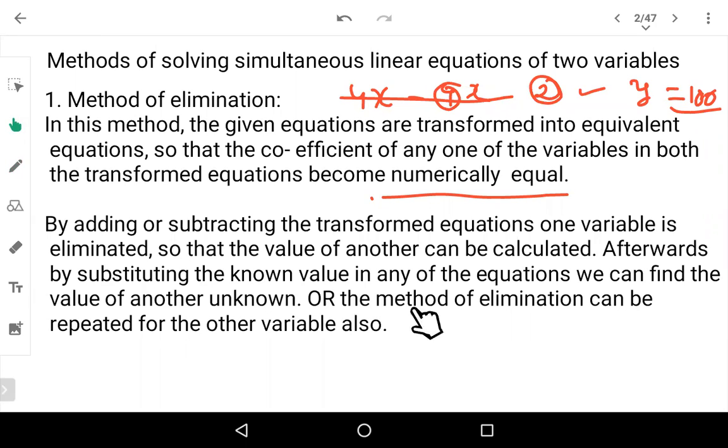Or the method of elimination can be repeated for the other variable also. Okay, either you can substitute this y value in any of the equations and find the x value, or you can again repeat the same procedure and find the x value. So this is the method of elimination. Did you all understand the concept?